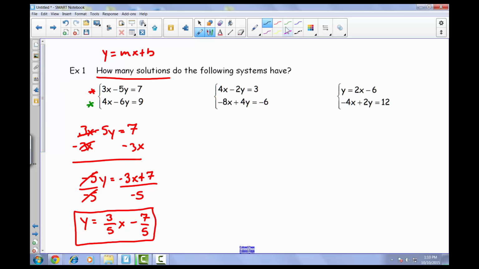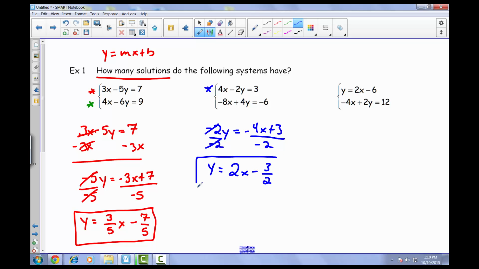Looking at our second one, we're going to do pretty much the same exact thing, getting things in terms of y equals mx plus b. If we subtract 4x from both sides, we end up with negative 2y is equal to negative 4x plus 3. Divide both sides by negative 2. Here we end up with y is equal to negative 4 divided by negative 2 gives us positive 2x, and positive 3 divided by negative 2 gives us negative 3/2. So here is our equation in terms of y equals mx plus b for our blue line.